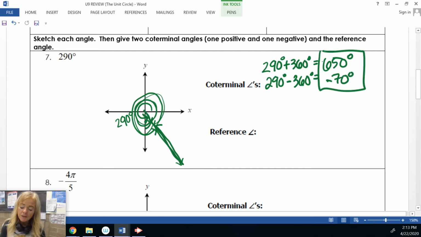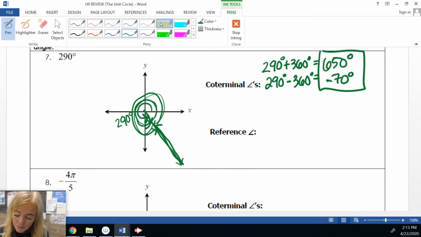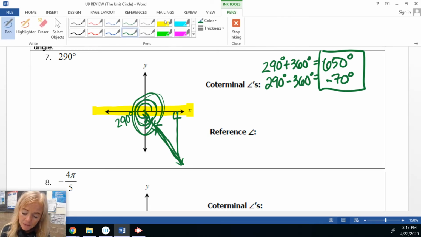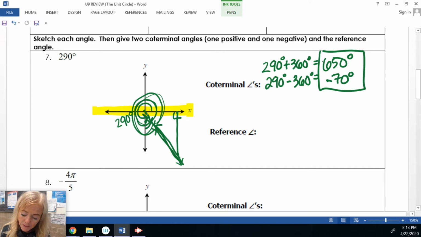Now the reference angle happens when you tie back to the x-axis. And as we know, this is our x-axis right here, so we want to tie back to that. To tie back to that, you're going to just draw a line right to it. All right? So that is your reference angle. Let me get a different color. Right here, tying back to the x-axis is your reference angle.